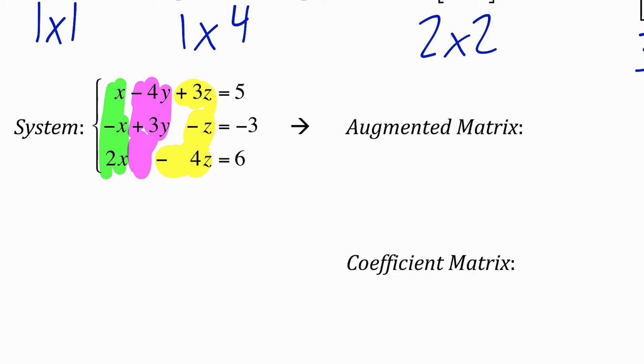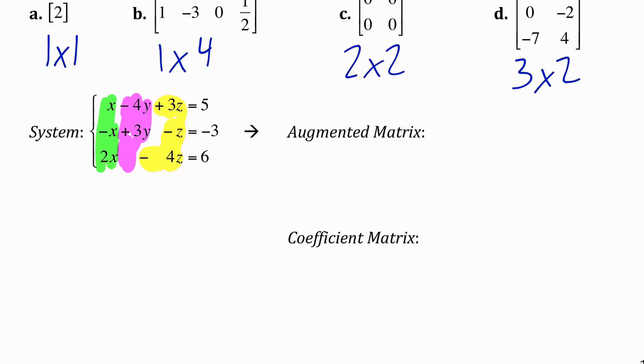I'm going to start on the left side with the x coefficients. Starting at the top row, we have 1x, so our coefficient is 1. In the second row, we have a -1 for our coefficient on x. In our third row, we have 2 as our coefficient. Again, those are the x coefficients.